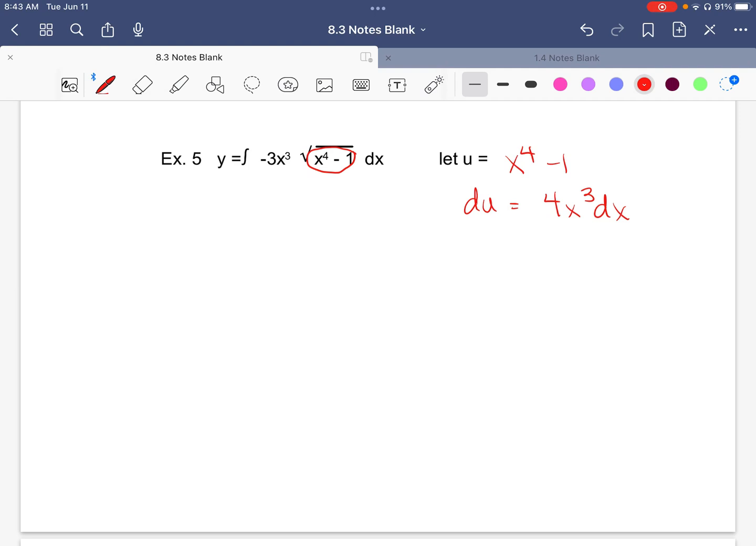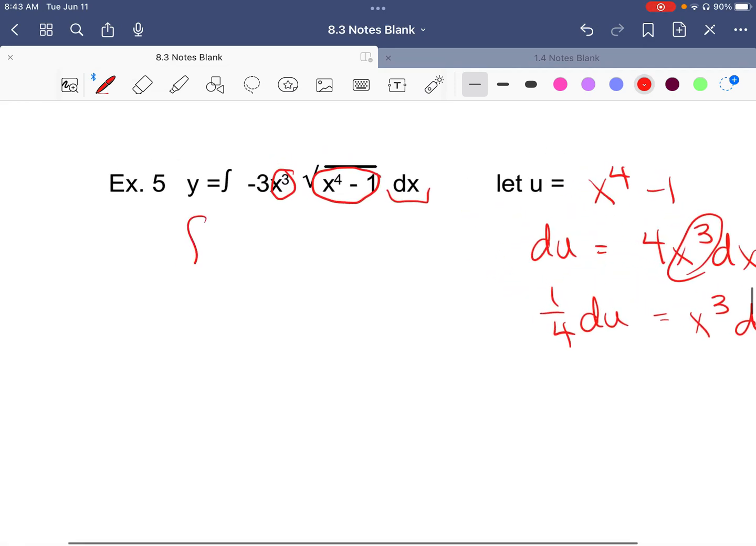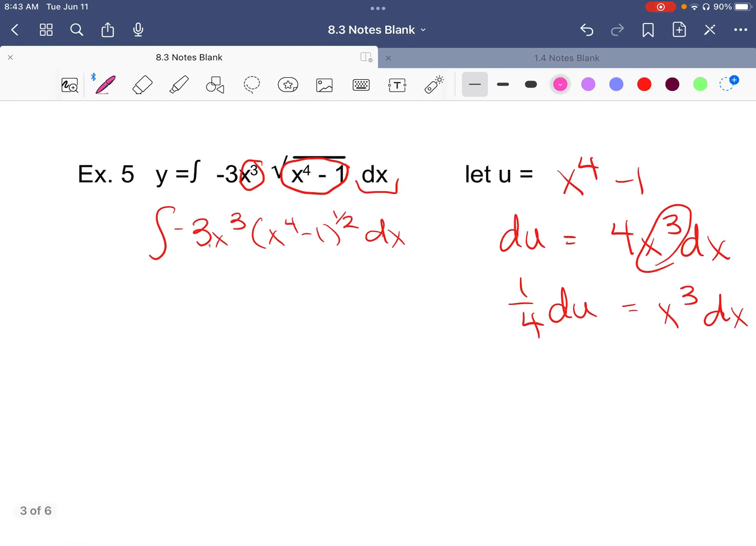We are going to isolate our dx term, and we also can see here we've got an x cubed. Oh, we've got an x cubed there. 1/4 du equals x cubed dx. So when we substitute, if you want, you could rewrite your integral. We've got negative 3x cubed times x to the 4th minus 1 to the 1/2 dx. That's what that piece was. So we are substituting out the x cubed. This is our u, and we are substituting out the dx.